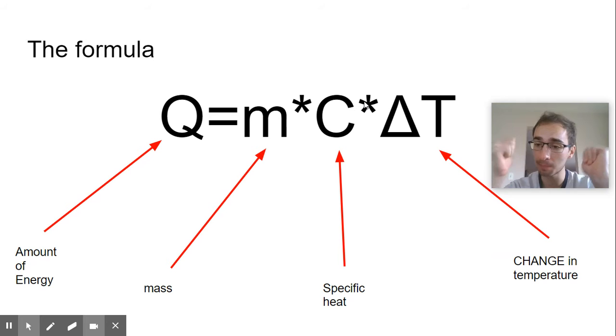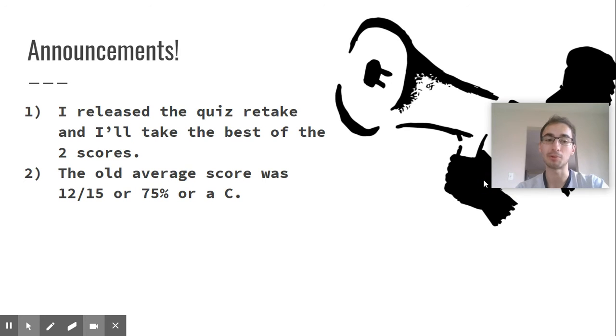So if it's a positive number, it's getting hotter. If it's a negative number, it's getting colder. And you can rearrange this formula whatever way you want. So let's say you wanted delta T by itself, if you needed to solve for the change in temp, you would divide M and C from both sides to get delta T by itself. We'll go over that more in a sec.